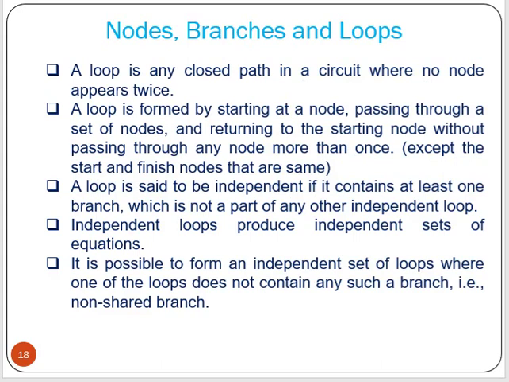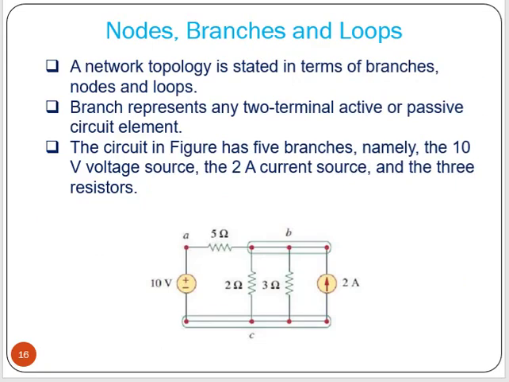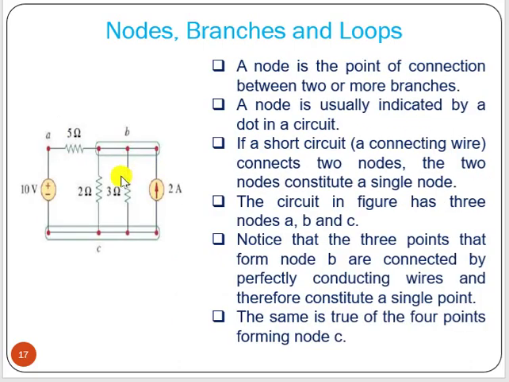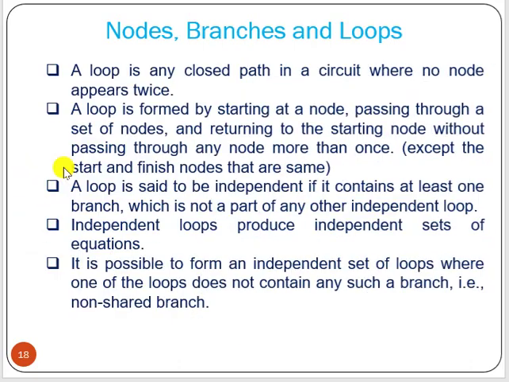Now a loop is any closed path in a circuit where no node appears twice. So a branch is a two terminal active or passive element, a node is where branches are connected together, and a loop is any closed path in a circuit where no node appears twice.